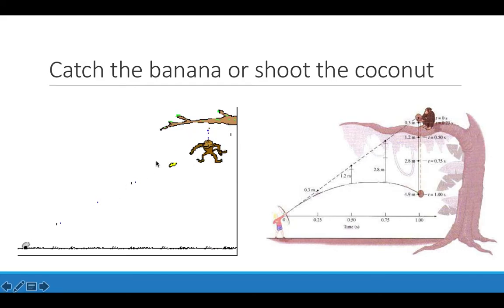And so the banana and the monkey are both falling the same way vertically off of that straight line path that the banana had. If gravity wasn't present, it would follow a straight line, but because of gravity, it's pulled downward, and they're both pulled downward the same way, and that's why the monkey can catch the banana.